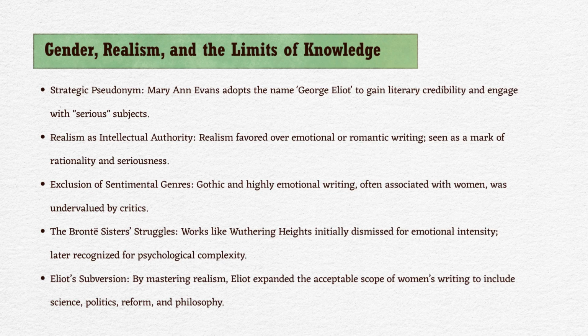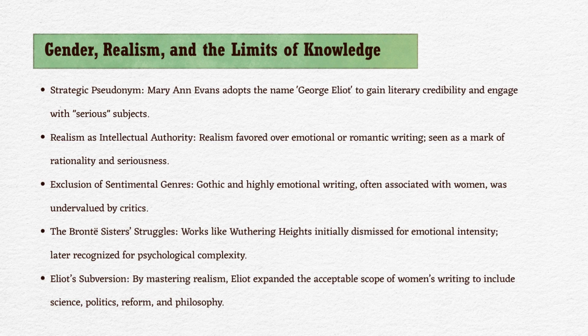By choosing a male pseudonym, Eliot could access critical authority and address major subjects like politics, science, and industrial progress, topics traditionally reserved for men. Realism itself was crucial to this strategy. In the 19th century, realism was considered the most serious and respectable literary form.